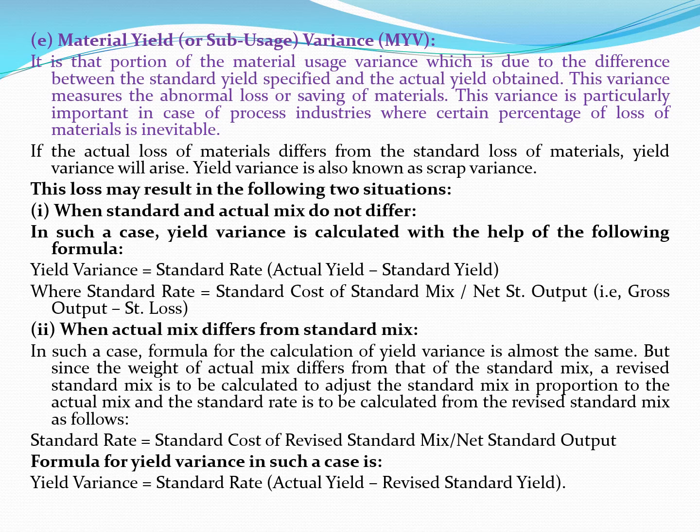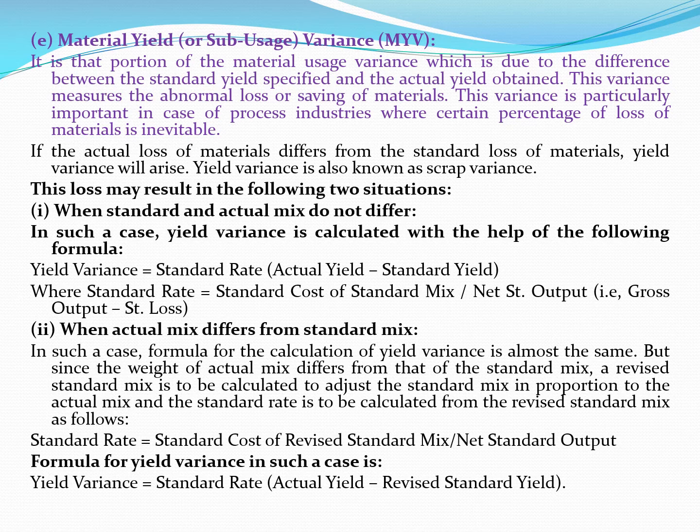Yield variance equals standard rate multiplied with the difference between the actual yield and the standard yield, where standard rate means standard cost of standard mix divided by net standard output, that is gross output minus standard loss.